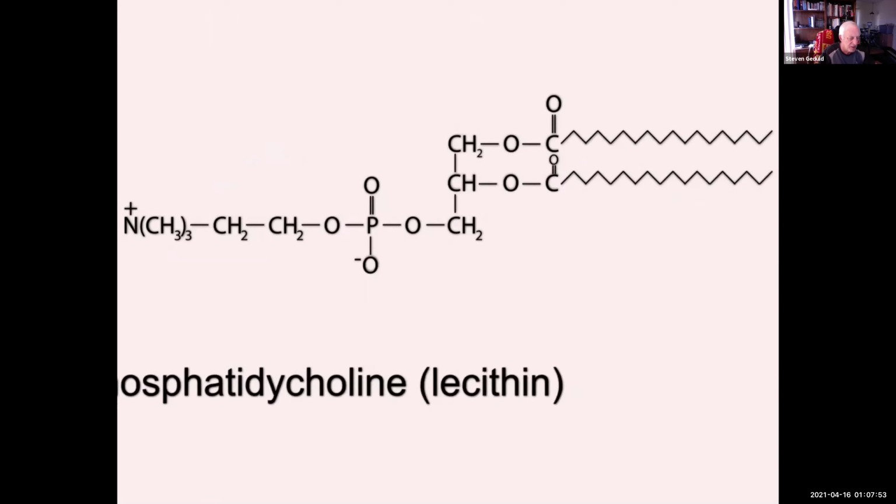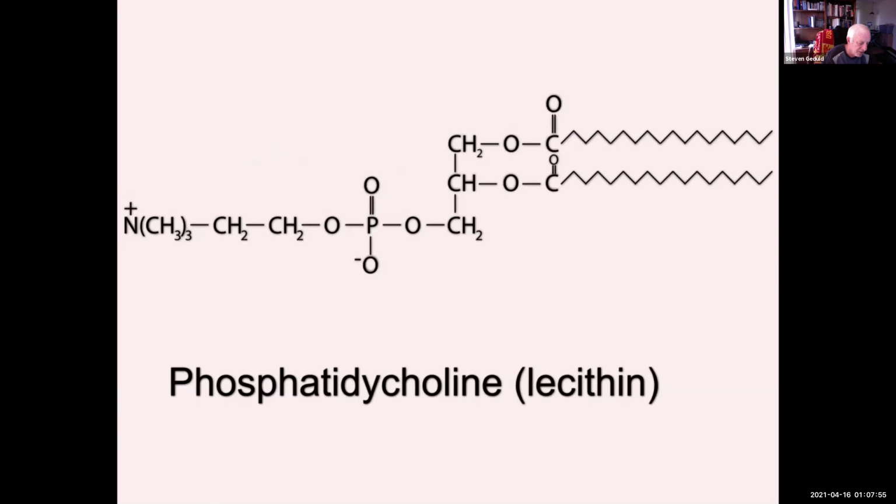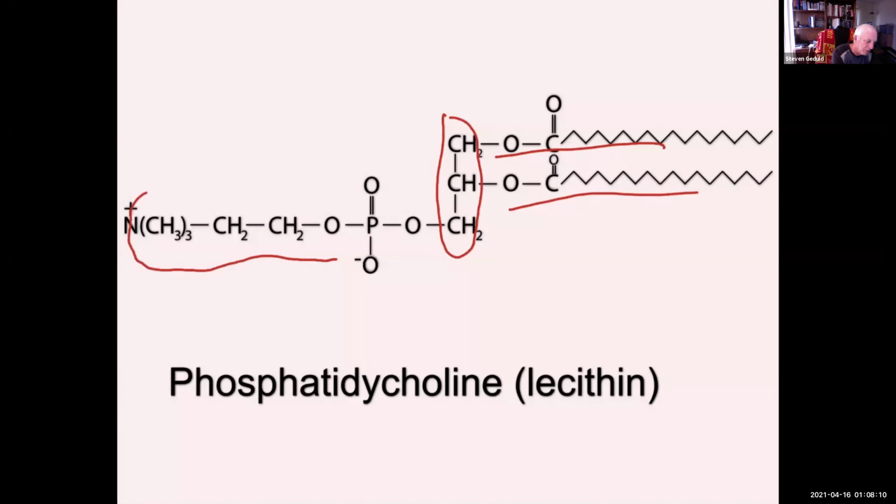Same thing here. This is your phosphatidylcholine, which is your lecithin, and again, this is your glycerol, your two ester groups with the fatty acid chains. And then this is the amine alcohol group that forms.